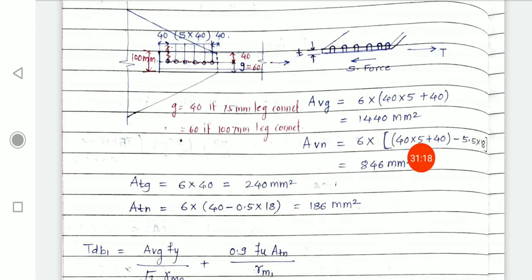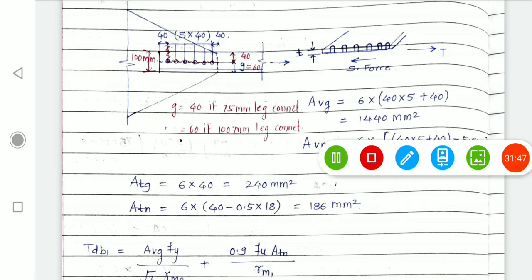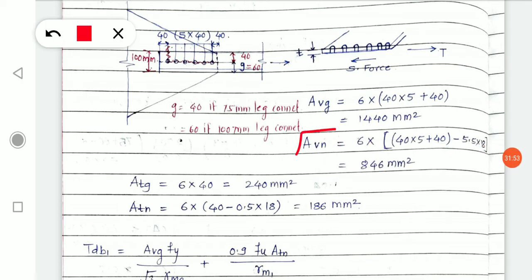So the pitch distance between these holes is 40, and even the gauge is 40. So what will be the distance of this length? This first 40 plus the pitch of 5 gaps, or pitch in between those holes. So that's why 40 plus 5 plus 40, which is the gauge distance, into the thickness 6 gives us the gross area of shear. Next is your AVN. Now we need to calculate the net area. In the net area you already know we have to reduce the holes. How many holes are there?